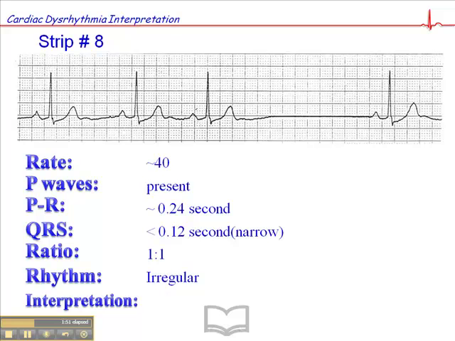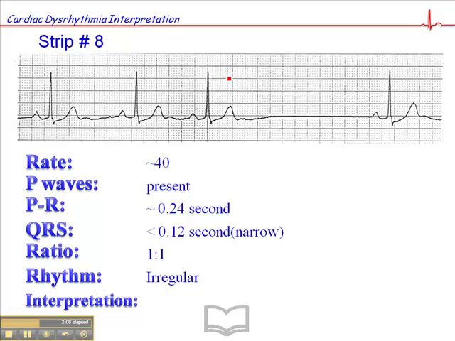And if you recall, this is a sinus pause. You'll recall the cause of a sinus pause is sick sinus syndrome. So when you have a diseased SA node, the SA node is not going to fire as it normally would, not regularly.